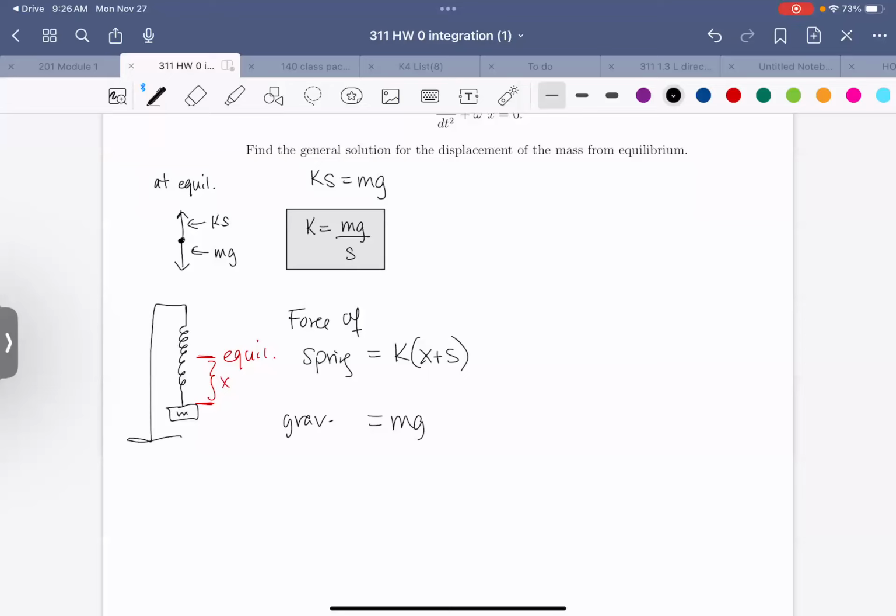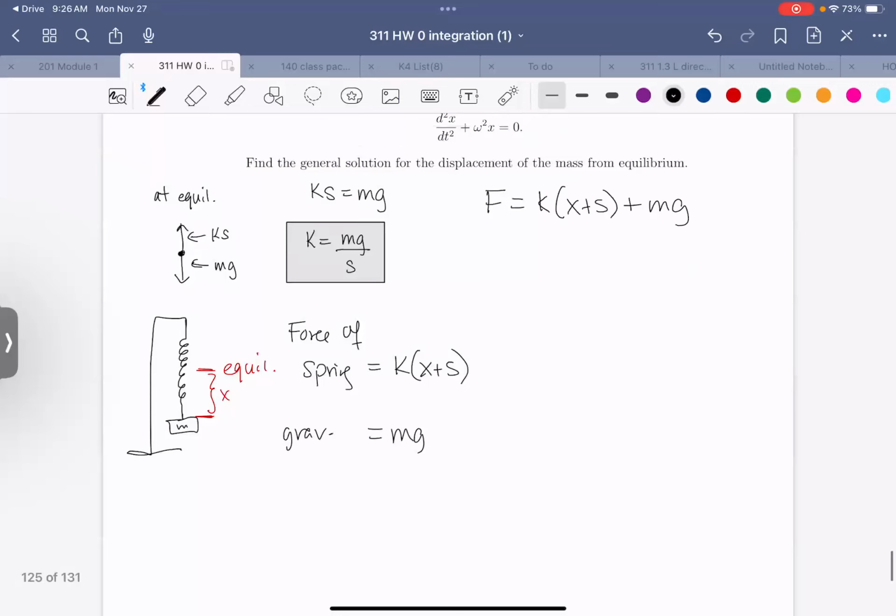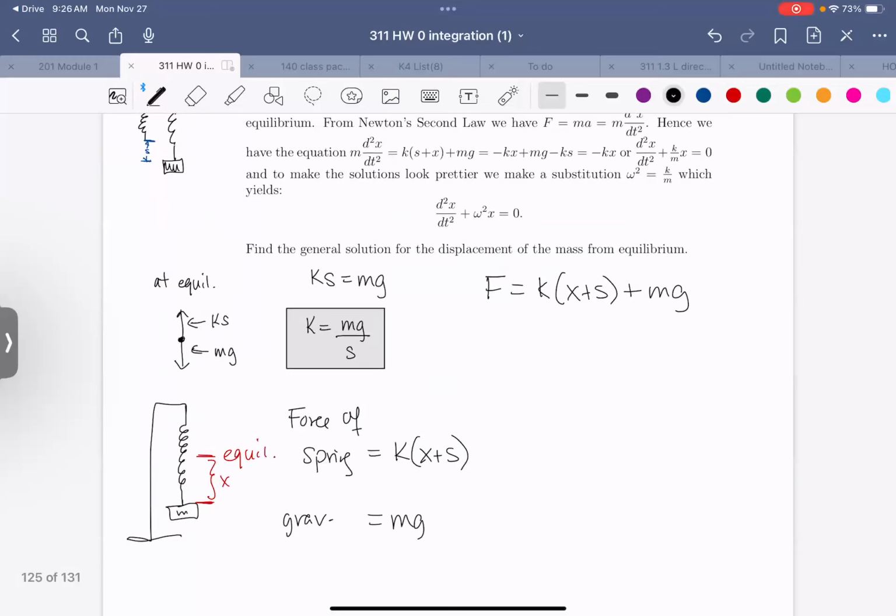Right? So those are your two forces that are acting. So the total force is going to be those two things added together. You have two forces acting. So you have K, X plus S, and mg. Okay. Now, Newton's law said that has to equal m times your acceleration. So that's m times the second derivative of x with respect to time. And you don't have to memorize any of this. I'm just showing you where all this comes from.